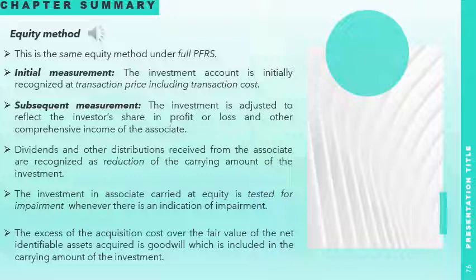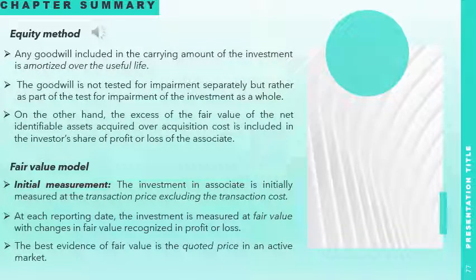The investment in associate carried at equity is also tested for impairment whenever there is an indication of impairment, just like the cost model. And the excess of the acquisition cost over the fair value of the net identifiable assets acquired is goodwill, which is included in the carrying amount of the investment. Sabi din sa equity method, any goodwill included in the carrying amount of the investment is amortized over the useful life. And the goodwill is not tested for impairment separately, but rather as part of the test for impairment of the investment as a whole.